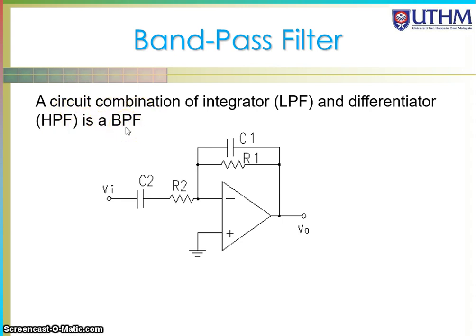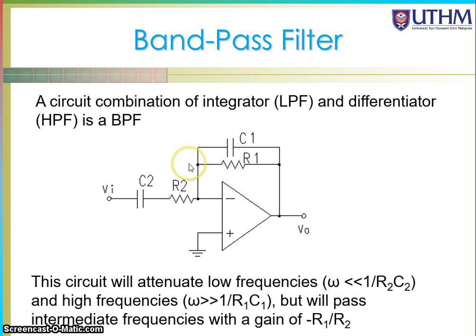Okay, if you remember, when we talked about the low pass and high pass, for the low pass filter integrator you'll see over here C1, R1 and R2. And for the differentiator, we only have C2, R2 and R1. But now we combine all of this together, and it will give a band pass filter.